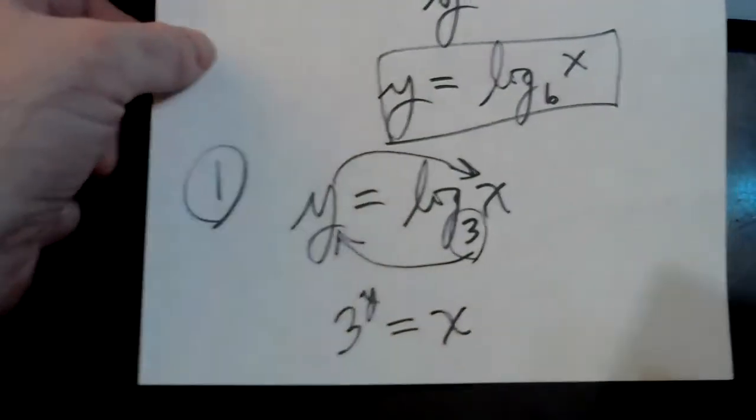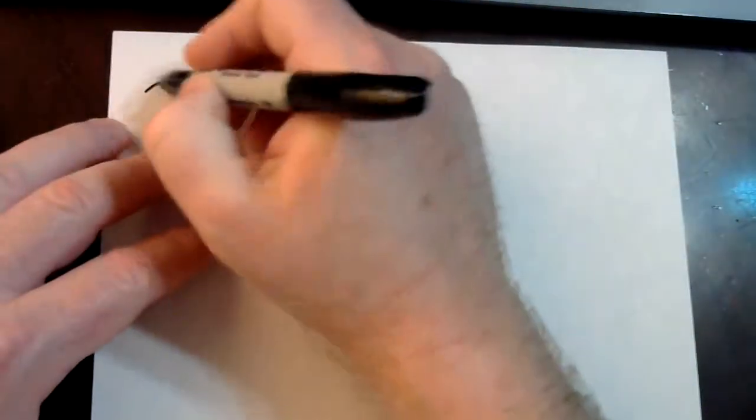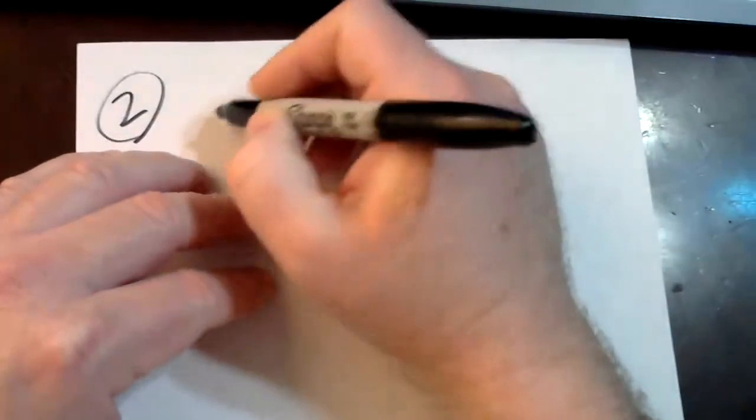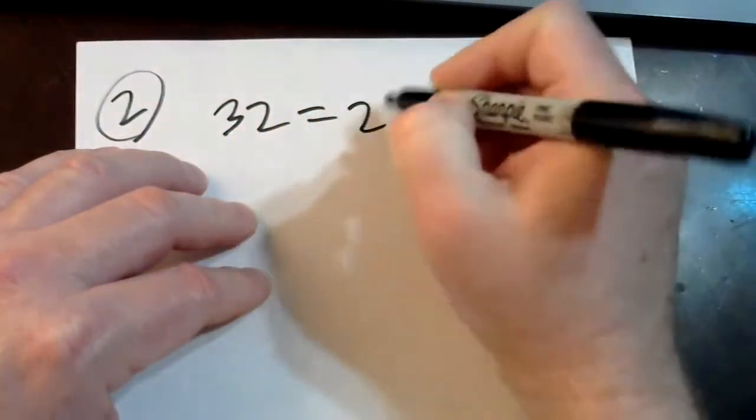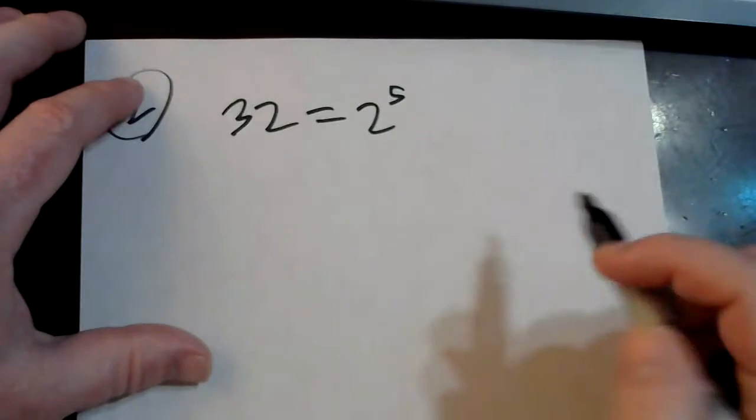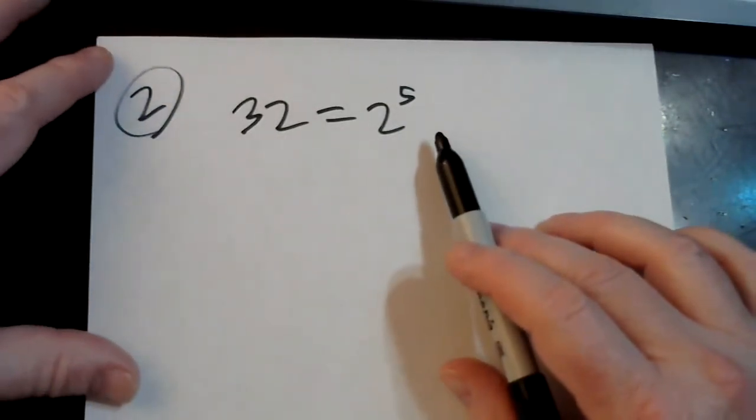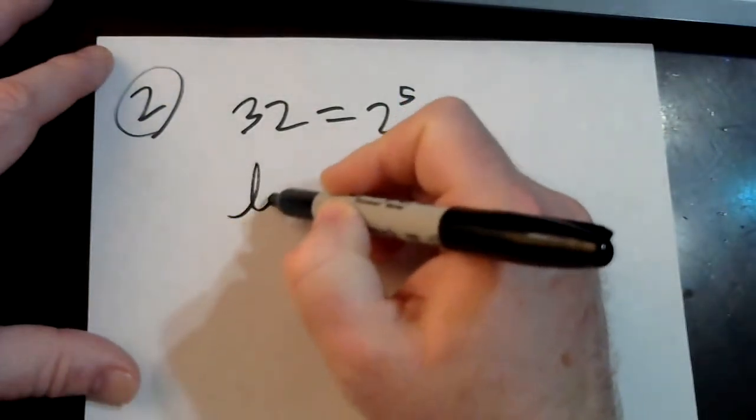So let's do another problem. Number 7 in the book, which is really number 2 on your list. And this one says write the exponential equations in log form. 32 equals 2 to the 5th. So it's in exponential form because it's got an exponential expression in it. So how do you change it to log form? Well, I will show you.